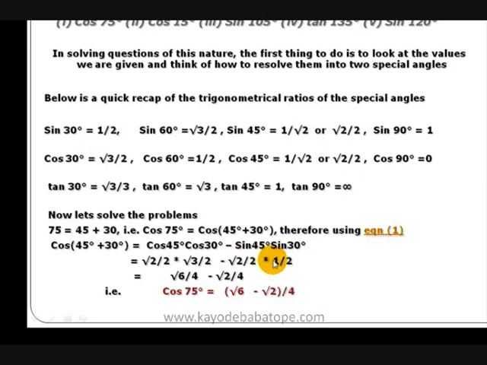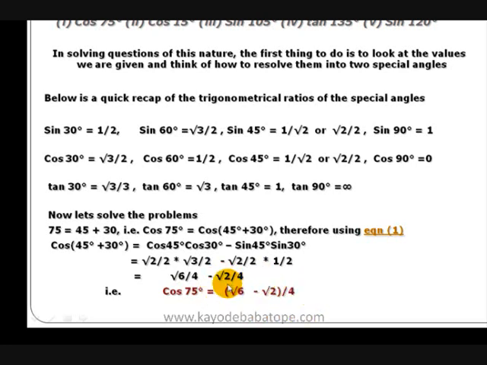So by the time you clean this up and express it in a very neat fashion, you will have root 6 over 4 minus root 2 over 4. And then you can use 4 to factorize. That gives you cos 75 equals root 6 minus root 2 over 4. This is quite interesting. So you've been able to express the cosine of angle 75 in surd form.